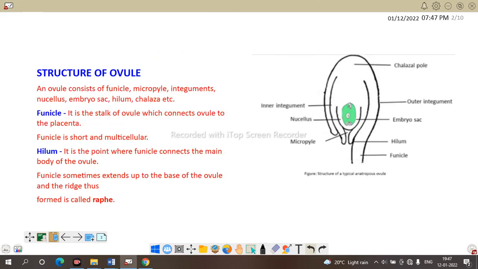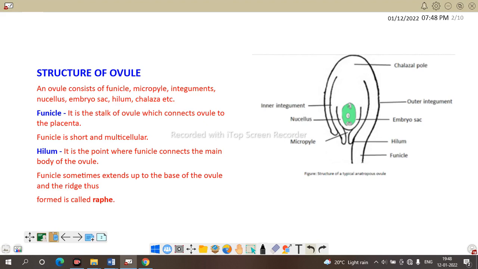So, what is the structure of the ovule? What are the parts of the ovule? Let's discuss. An ovule consists of a funicle, micropyle, integument, nucellus, embryo sac, hilum, chalaza, etc. So, this is a typical structure of an ovule.